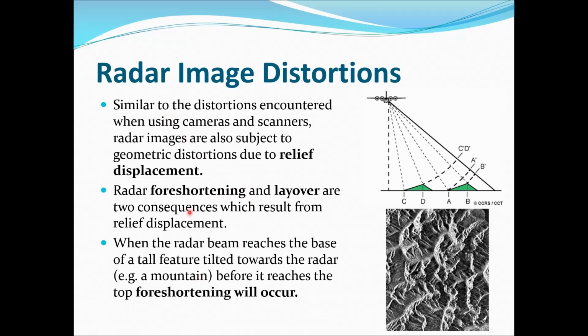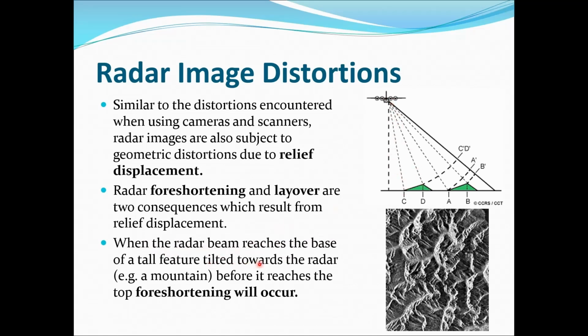Now, the first one, foreshortening, happens normally for objects which are wider than they are tall. Example, a mountain. What will happen here? When the radar beam reaches the base, because the object is so wide, the base is nearer, almost towards the nadir. The beam reaches the base before it even reaches the top.